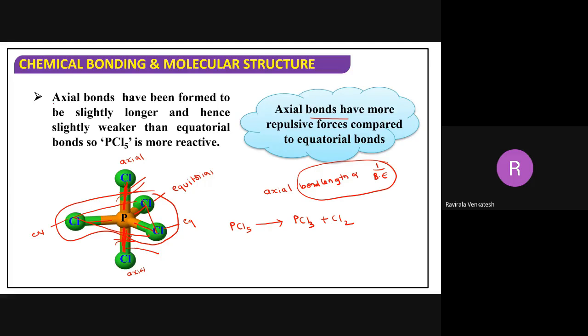Understood? So, axial bonds are slightly longer. Hence, they are slightly weaker compared with equatorial. So, PCl5 is more reactive when you compare it with PCl3. It will react to convert into PCl3 and it will be stable. Now, why is it unstable? Because of having axial bonds, they cleave very easily to convert into PCl3. Understood this point?